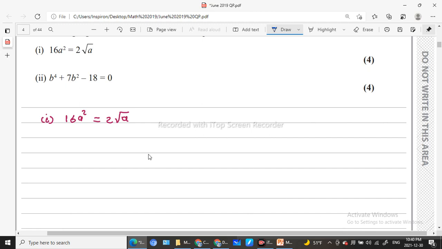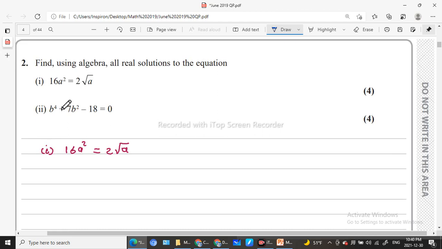Now question 2. Find, using algebra, the real solutions to the equation 16a squared equals 2 root a. Now this equation: 16a squared equals 2 times a to power half.